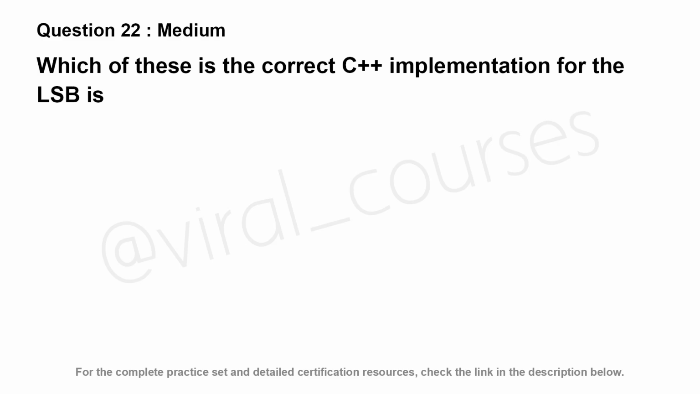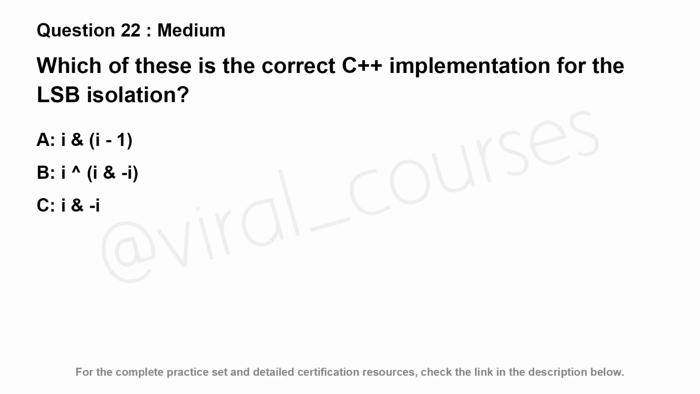Which of these is the correct C++ implementation for the LSB isolation? Option A, i & (i-1). Option B, i & i. Option C, i & -i. Option D, i.